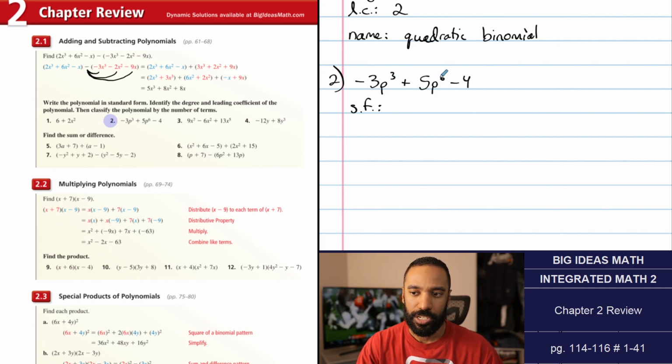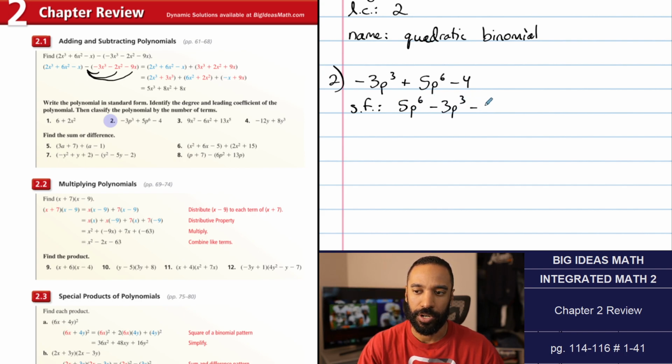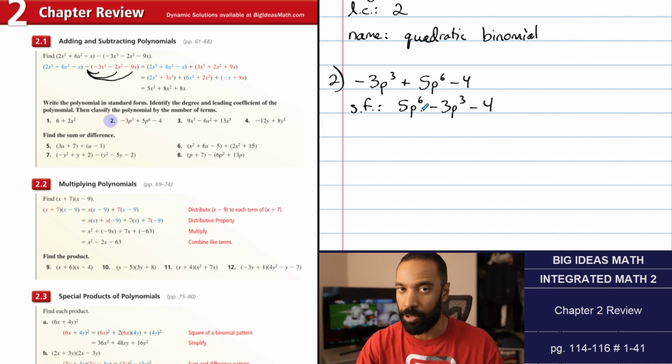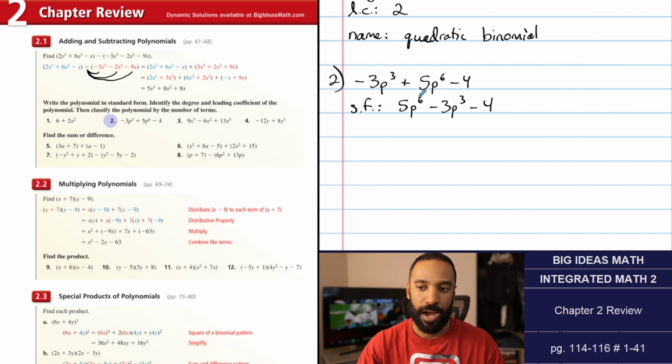This is degree 3, degree 6, and degree 0. Let's get the degree 6 term first, and then degree 3, and then degree 0. You'll notice that the coefficients have absolutely no impact on how you order them. It's all about the degree of the individual terms. The degree of the polynomial is 6, as the leading term is of degree 6. Its leading coefficient, based on that, 5p to the 6, is a 5.